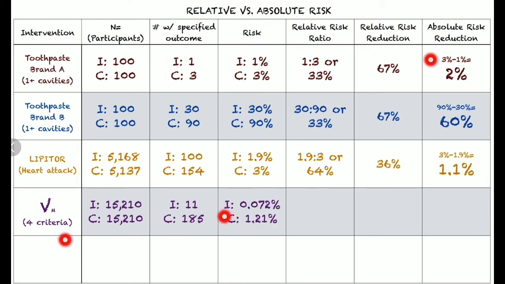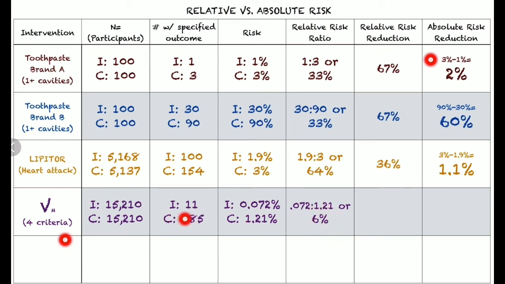In the intervention group, your risk of meeting these 4 criteria was 0.072%, and in the control group, your risk was 1.21%. Now, let's take a look at the relative risk ratio of those numbers, and it is 6%. So 0.072 as a ratio to 1.21, expressed as a percentage, is 6%.